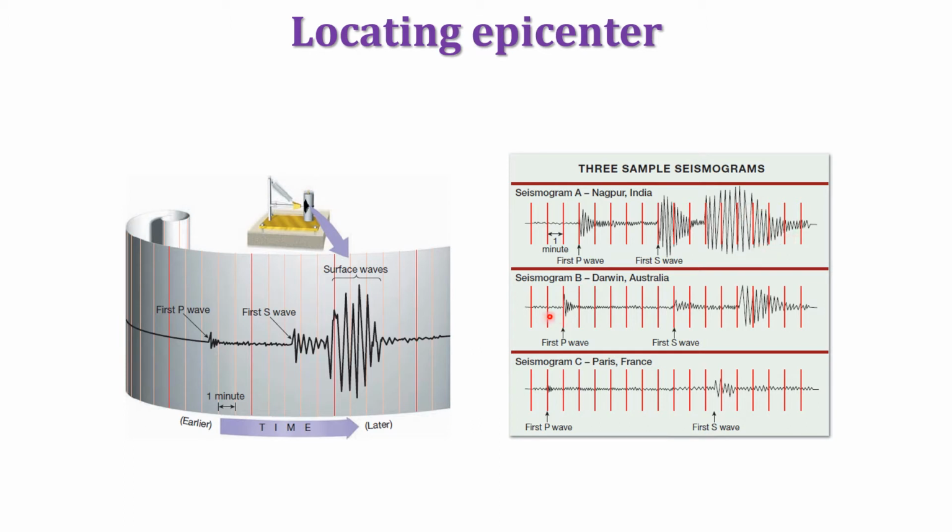And then we have here another seismogram and another seismogram. So why do we have 3 seismograms here? When locating epicenter, we need at least 3 seismic stations. Okay, so what does this tell us? Ano bang sinasabi ng seismogram?